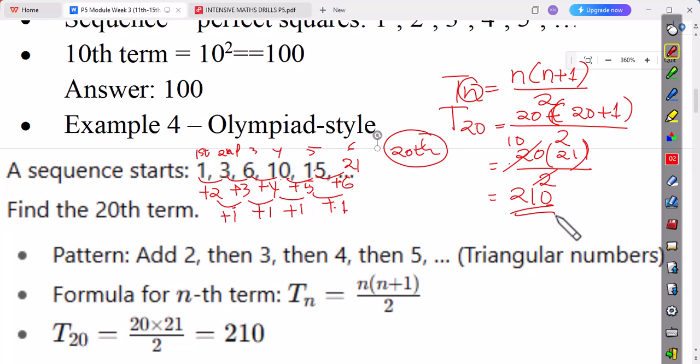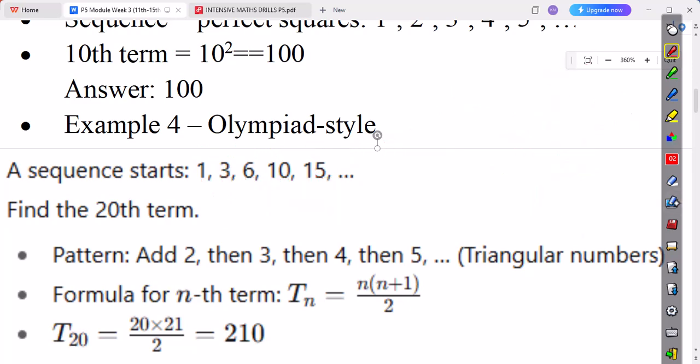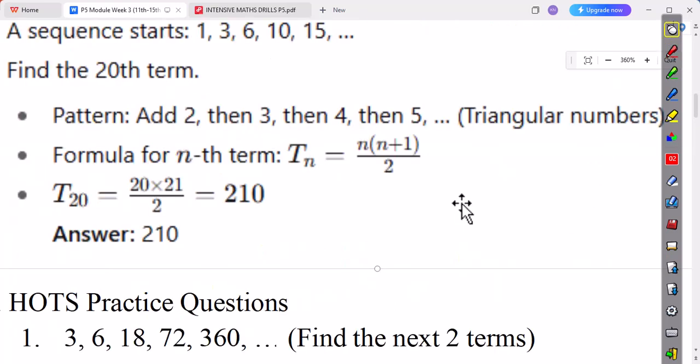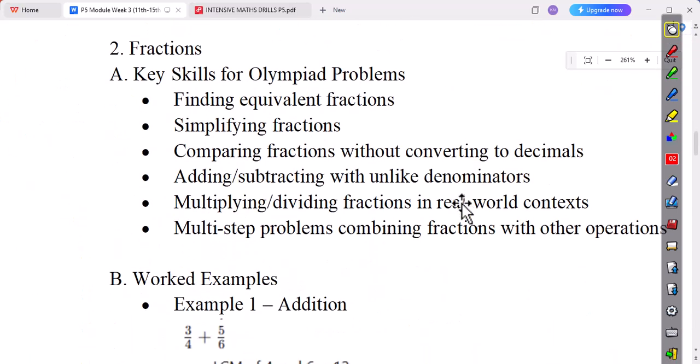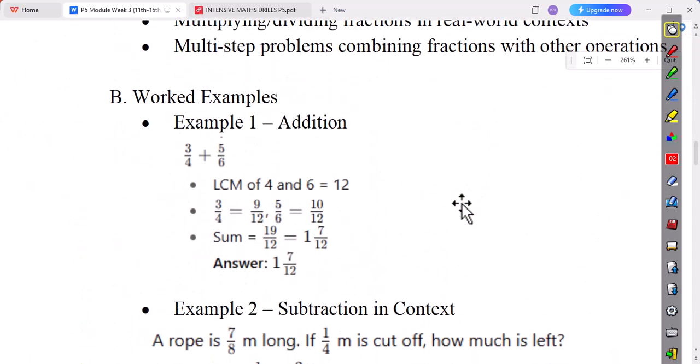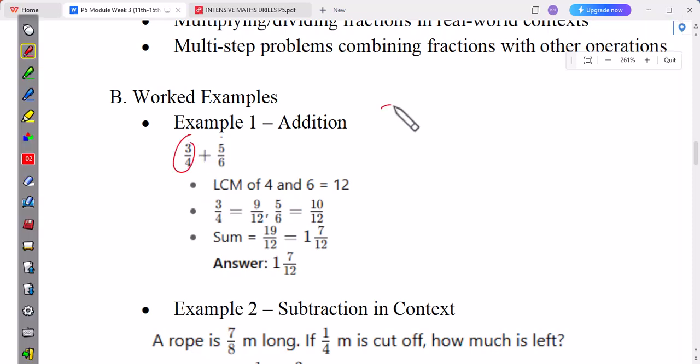Next, we move to the fraction. So we have learned about fraction actually. Fraction is a part of a whole number. A part of a whole. So here, I will explain how to add the fraction between two fractions. So for example, we have 3 over 4. Okay, let me be 3 over 4 plus 5 over 6.